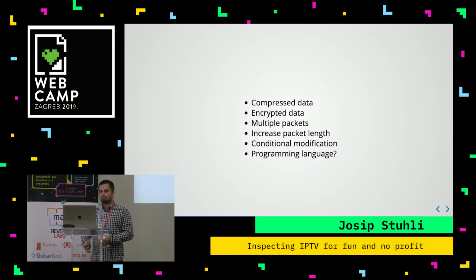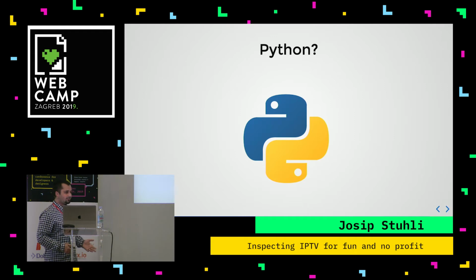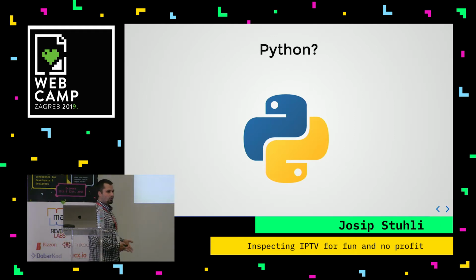So if you have multiple packets that you want to modify, such as you have when the data is compressed, you can't do it with simple tools. You cannot increase packet length. You could increase it, and then the overflow could be shifted to the next packet and the next packet and the next, but you cannot do that with simple tools. Maybe in some programming language, like Python, you could do more complicated stuff.